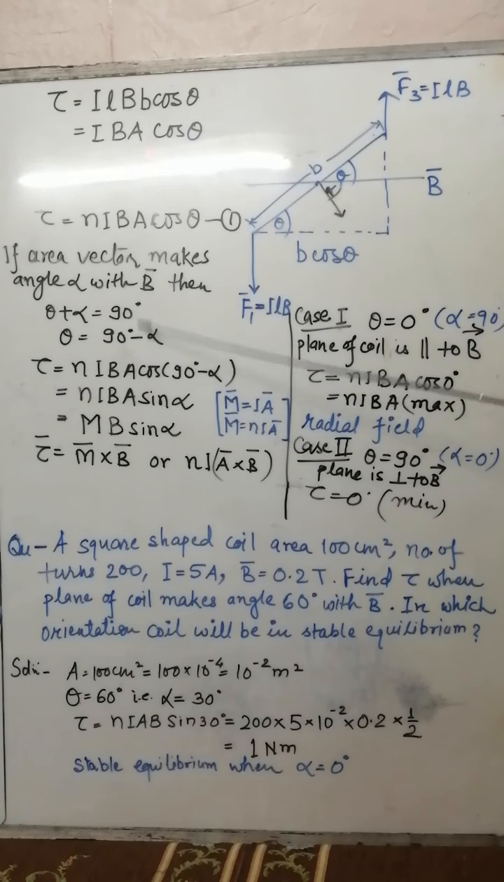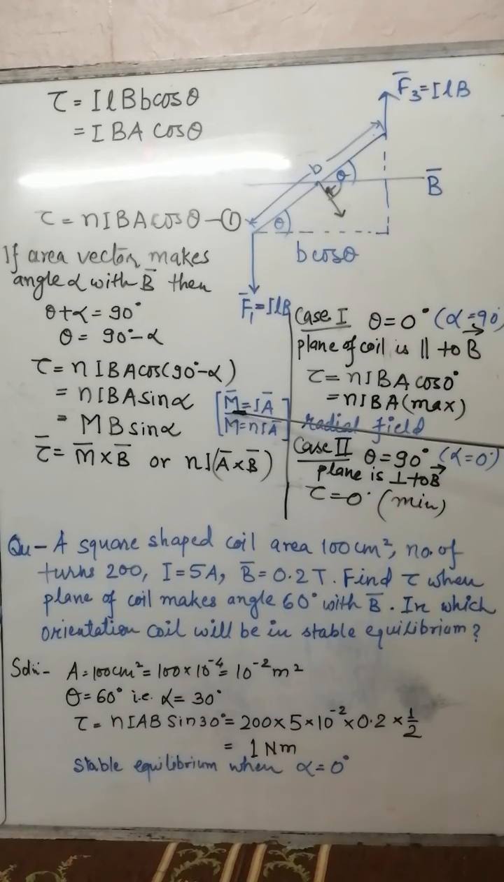Putting this value in equation number 1, we will get tau is equal to NIBA cos(90 minus alpha). Cos(90 minus alpha) is equal to sin alpha. So we get the expression for torque, tau is equal to NIBA sin alpha. Okay.